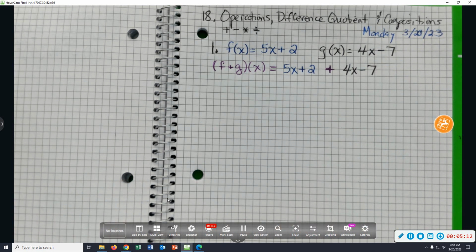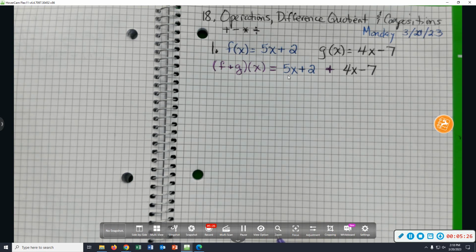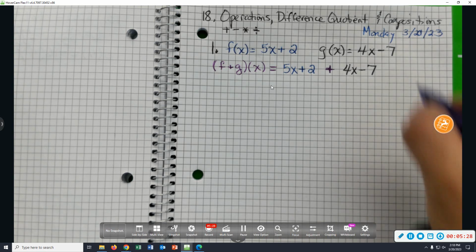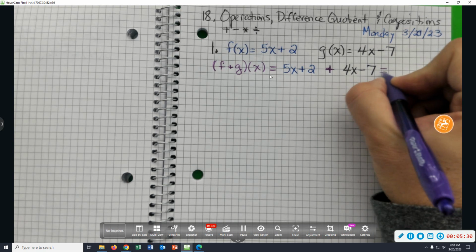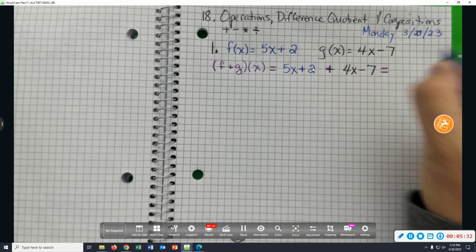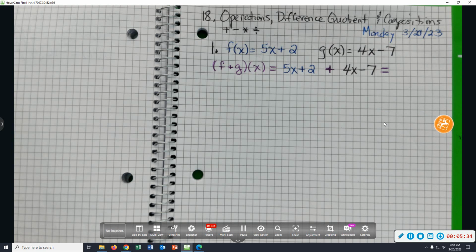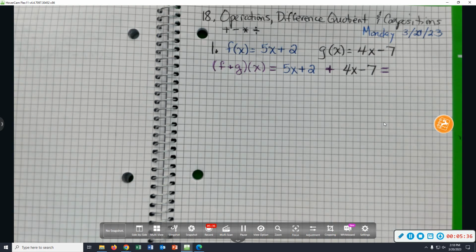Y'all know how to add algebraic expressions. Y'all know what y'all are going to do here. If we came in here today and just wrote this down there and said, what do we have to do? I think y'all would have said combine like terms. Or you would have at least said add the x's and add the things that don't have x's. So we're combining like terms.